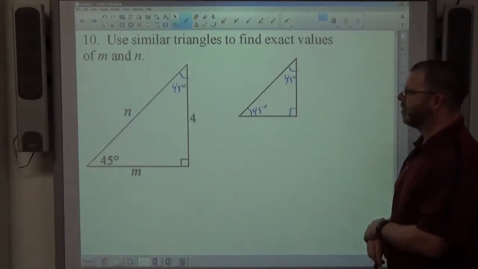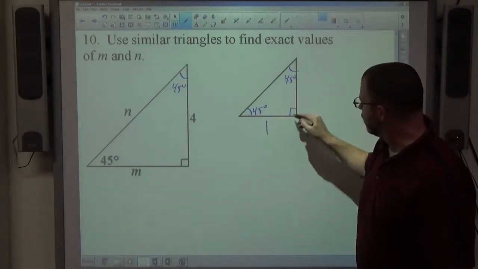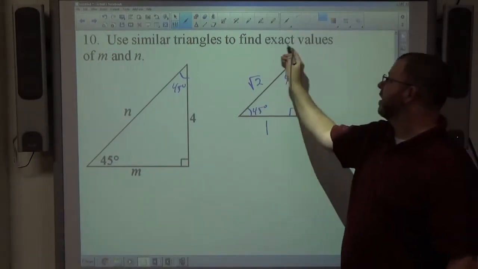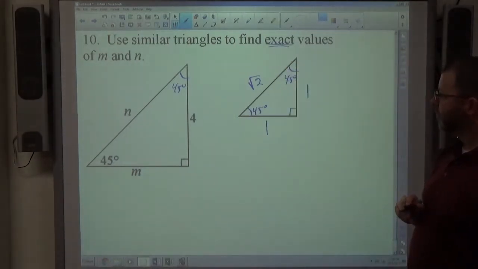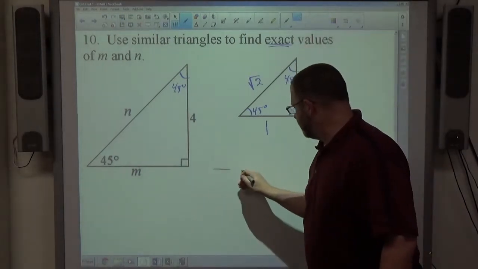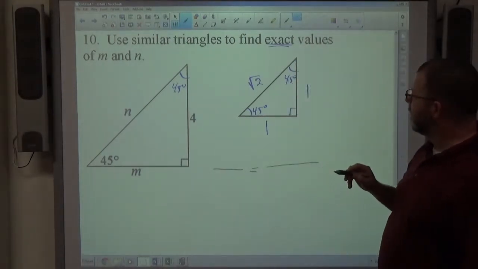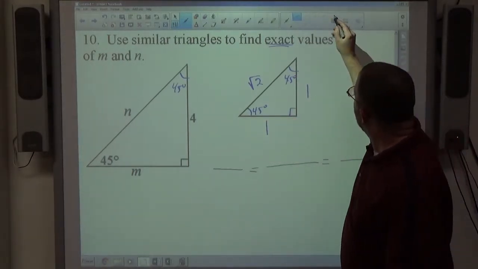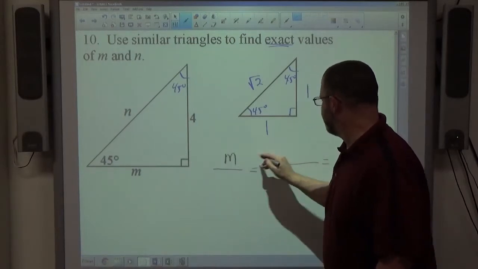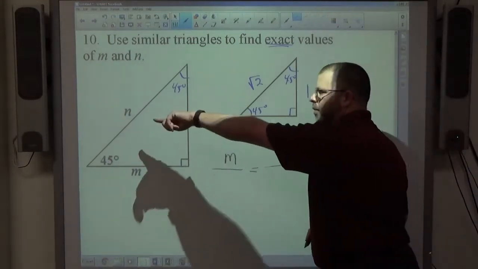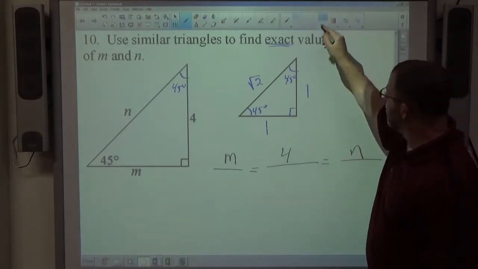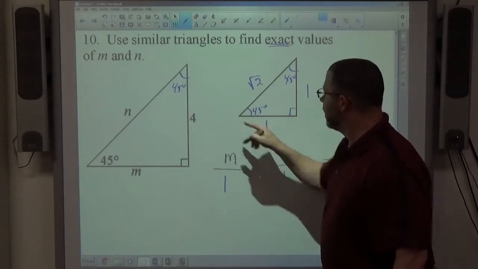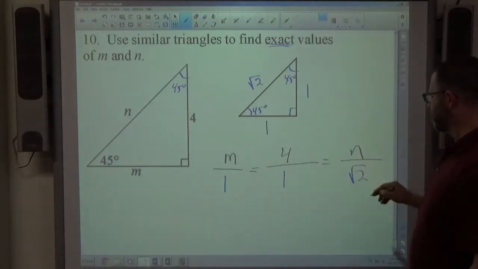And every 45, 45, 90 right triangle is similar to one that has dimensions of 1 and 1 for the legs, square root of 2 for the hypotenuse. It does say exact values. That means we want radical answers. The proportion I'm going to use here to find m and n is this. I know that m, 4, and n all come from the bigger triangle here. And I can see from the smaller triangle that m corresponds to 1, 4 corresponds to 1, and n corresponds to the square root of 2.